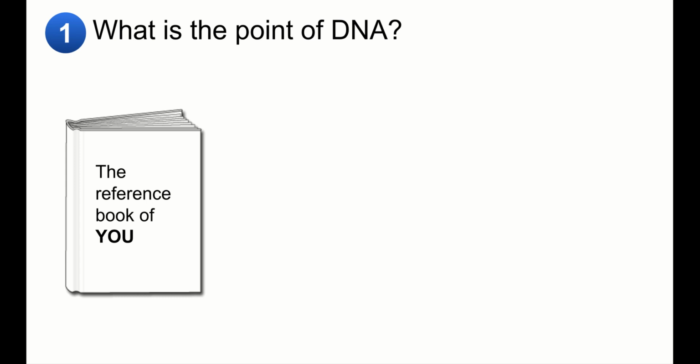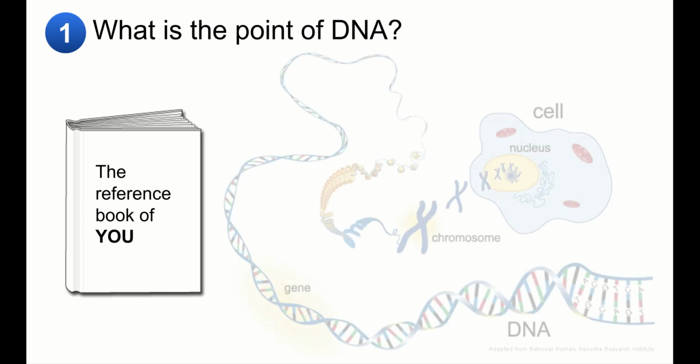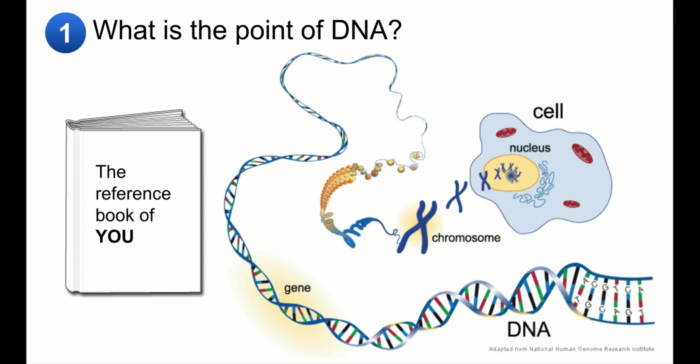So, first question, what is the point of DNA? DNA is like the reference book of how to make you. Every cell in your body has a giant set of DNA strands that are held within the nucleus. We call each really long strand a chromosome, and altogether you have 46 chromosomes in each of your cells, except for your sex cells, eggs and sperm. But we'll get to that in a future lesson.